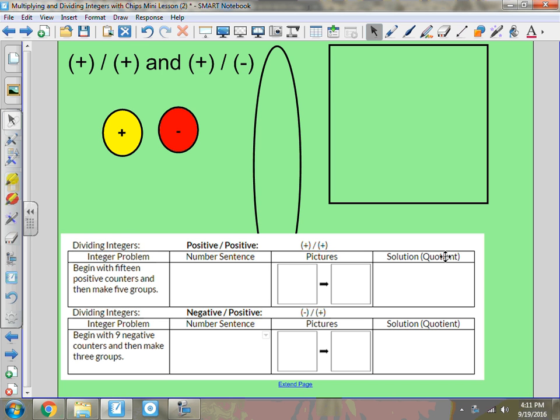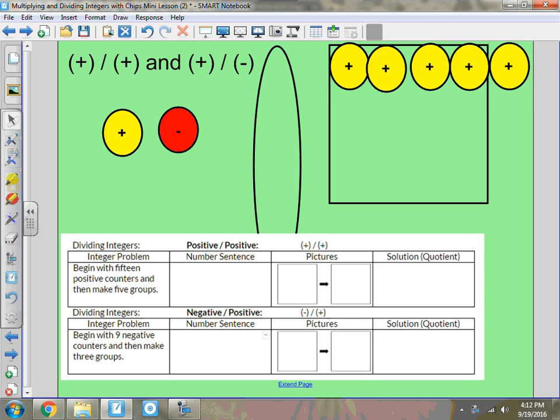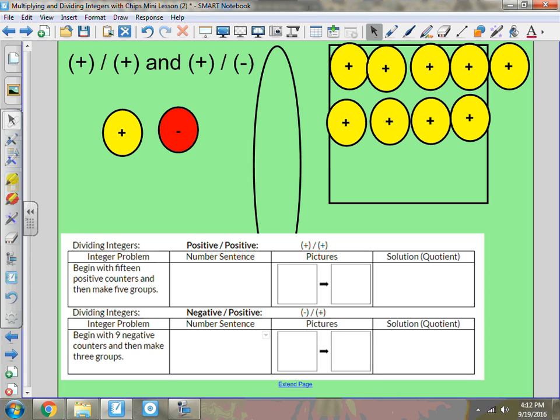We're going to begin with 15 positive counters. So I'm going to use my yellow positive chips to pull out 15 positive counters. And I'm even running out of room on my box. It gets crowded when you have a lot of chips. So there's 10, and 5 more. Once I've got these 15 positive counters, I'm going to be trying to make my number sentence.